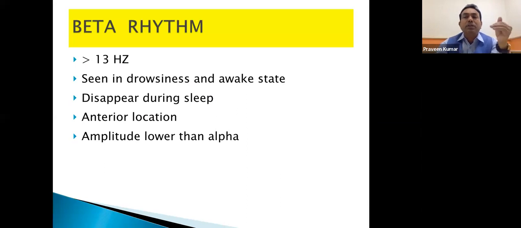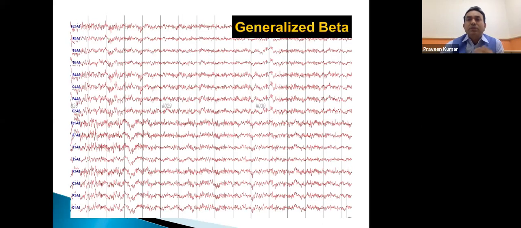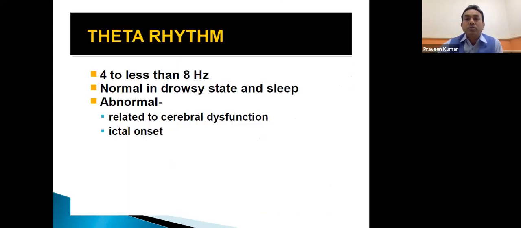Second is the beta rhythm. The name says it is more than 13 hertz, normally seen in drowsiness, and it especially disappears during the latter part of sleep. And we see it anteriorly, as we have seen in different EEGs. These are the beta waves you see anteriorly. Posteriorly, you see more of the alpha waves, especially in drowsiness or wakefulness also. Generalized beta we normally see with a lot of drugs being given in those cases.